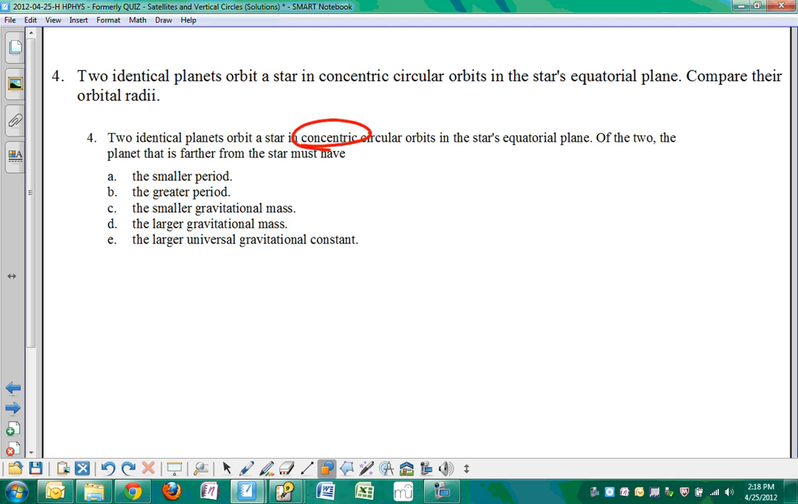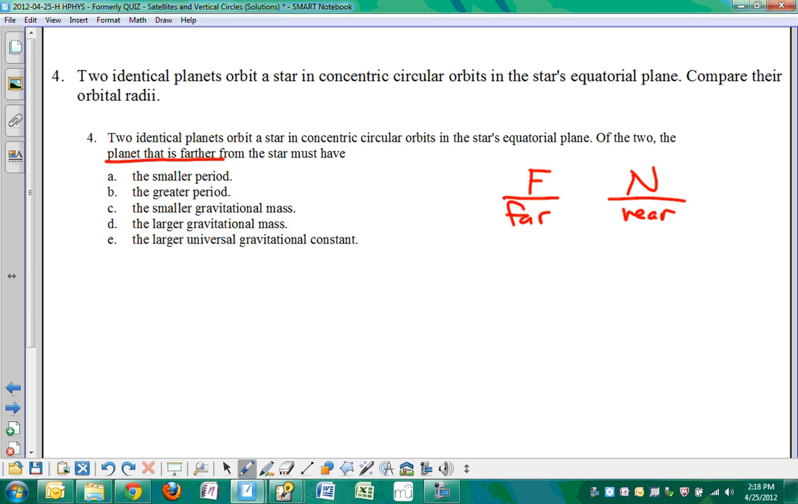All right, so these are the choices that were given to you on the quiz, and let's see if we can make some sense out of these. If we have two identical planets in concentric orbits, of the two, the planet that is farther from the star, we will call that planet F, and then we have planet N for planet near. So F is for far, N is for near.